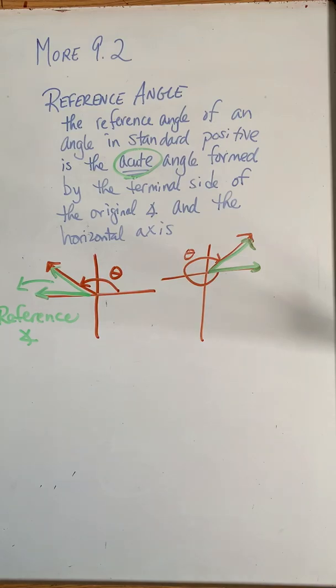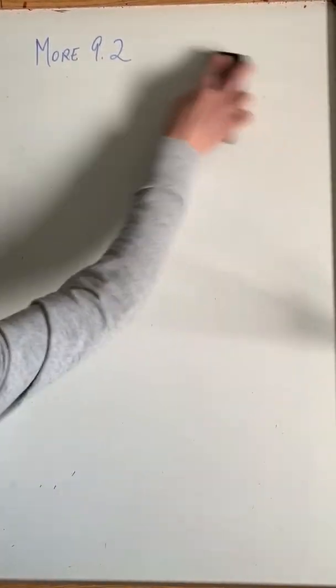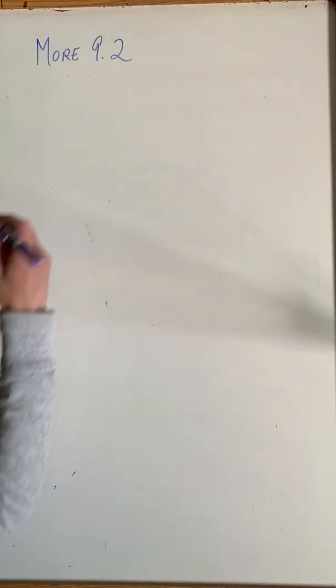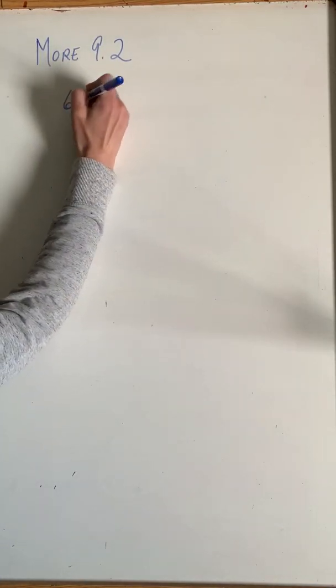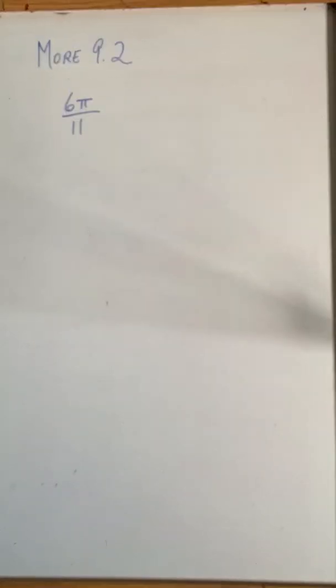Okay, so let's do an example that actually has some numbers. I'm going to get rid of this so we have some more space. All right. Let's say that our angle is, let's start with radians because radians are our favorites. Let's try 6 pi over 11, and we want to find the reference angle for 6 pi over 11.